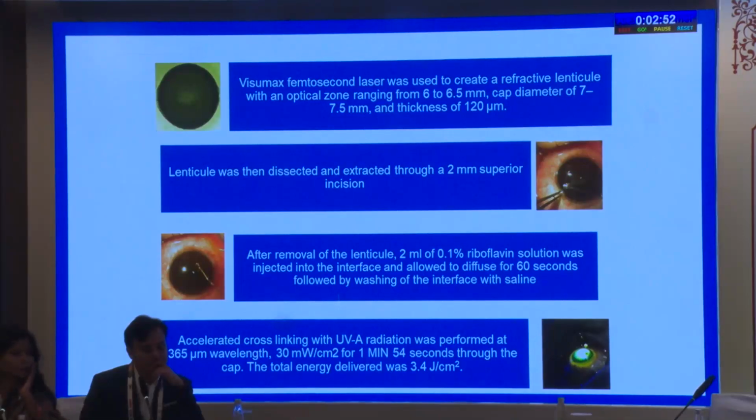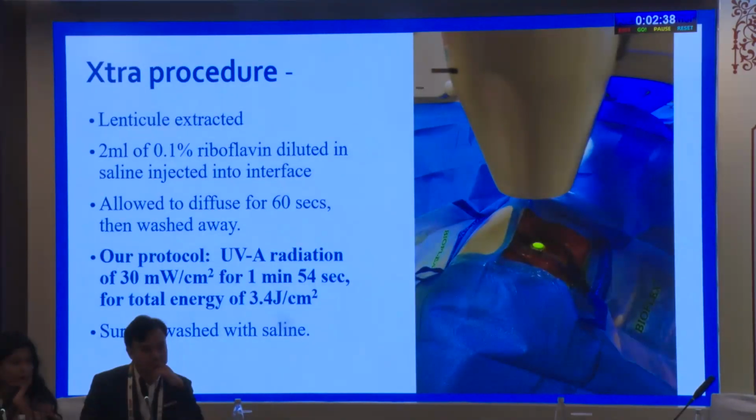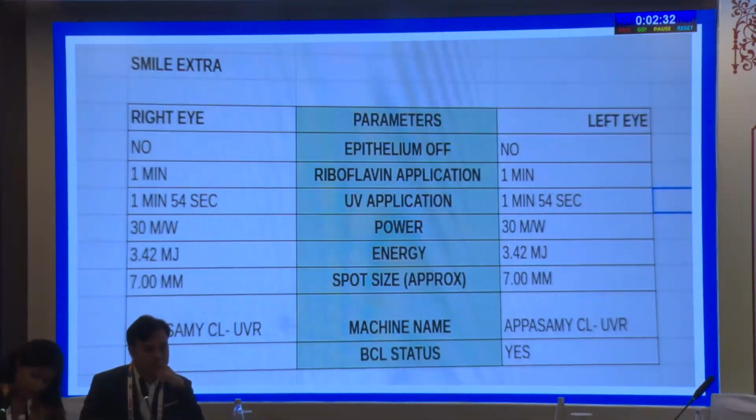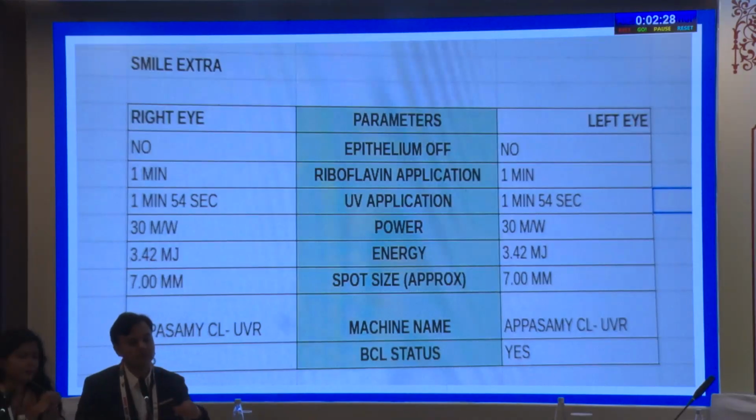This was followed by accelerated cross-linking, performed at 365 nm wavelength at 30 milliwatt per centimeter square for 1 minute 54 seconds through the cap. The total energy was 3.4 joule per centimeter square. So that's what we demonstrated: lenticule extraction followed by injection of the dye, followed by surface washing. These were the exact parameters which were fed, and a note was made in the post-operative details as well.